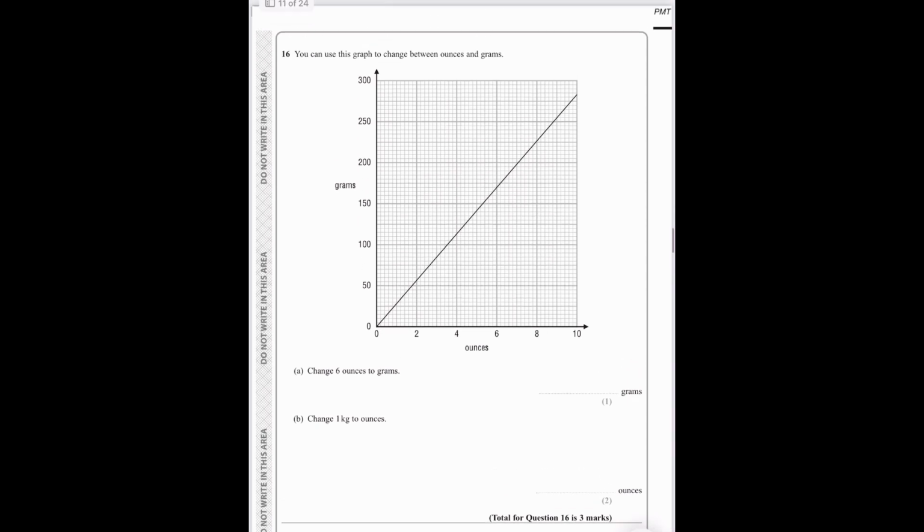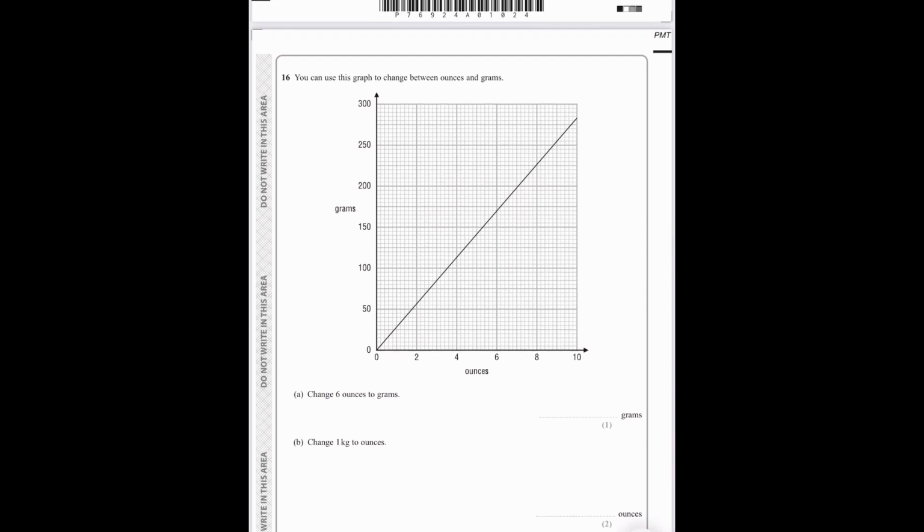Here we have a conversion graph. You can use this graph to change between ounces and grams. Change 6 ounces to grams. So here's our ounces. If we go up at 6, that takes us to there. So that is going to be 170 grams.